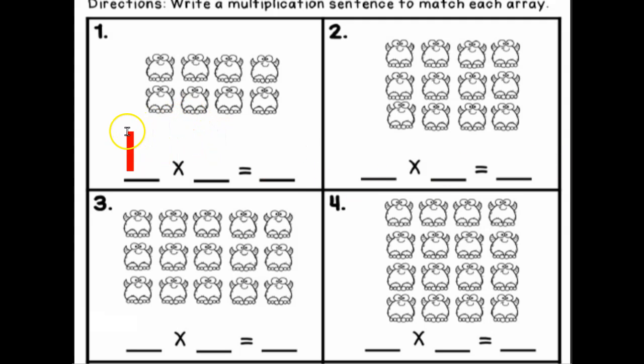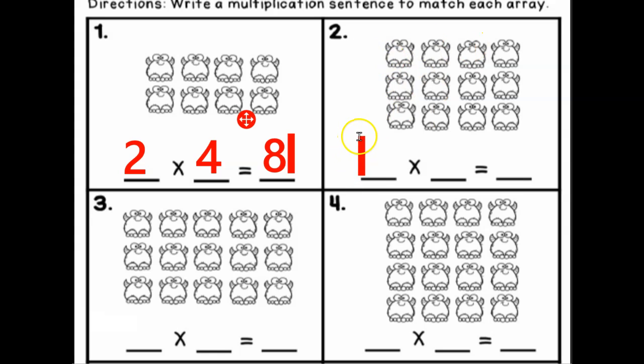Okay, so the first number tells me how many rows, right? So for number 1, how many rows do I have? 2. I just go across. How many in each row? 4. Okay, how many altogether? 8. So 2 times 4 is 8. Okay. How about number 2?